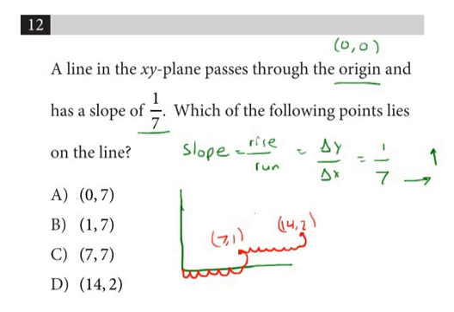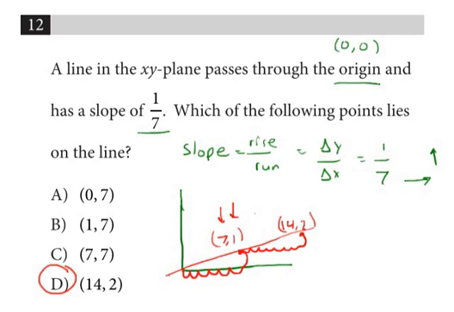Now, if I continue this and I draw more lines, and here is my graph, or my straight line, if I keep on doing this, you'll see that all the points are going to be in the ratio of 7 to 1. So we just look for an answer choice that has something like that. And lucky enough, in this case, we actually have a point that we came up with.